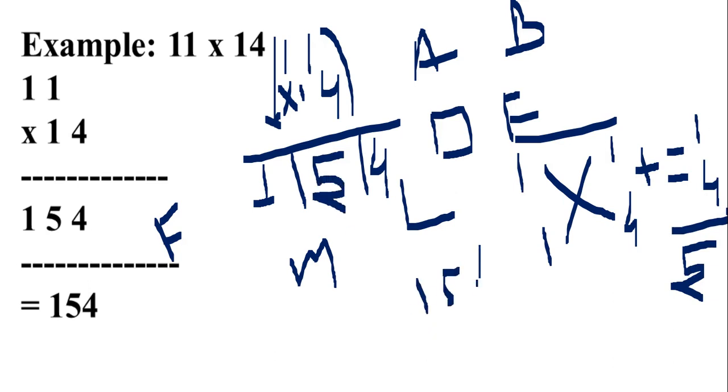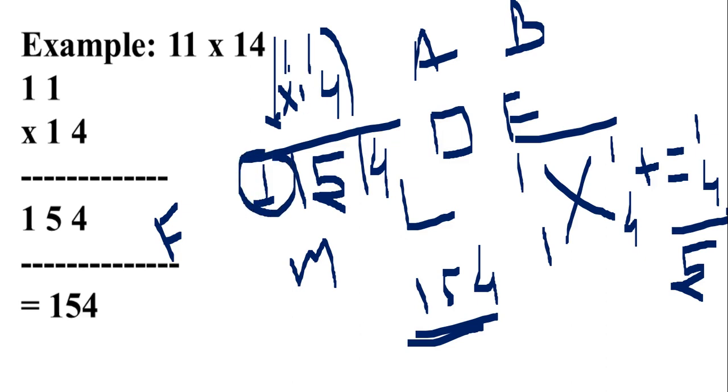So that is the answer. 154 is your answer. You saw how you did it? First you did the vertical multiplication, then crosswise, and added both of them. This is a very simple method to use. Now this is a very simple method, and this example is also very simple because you got single digits here.